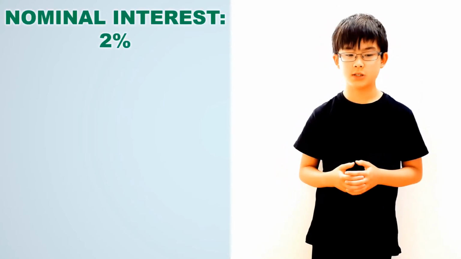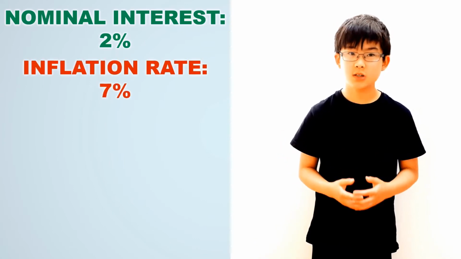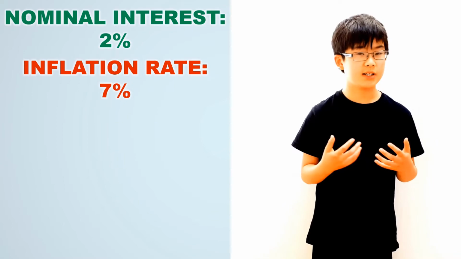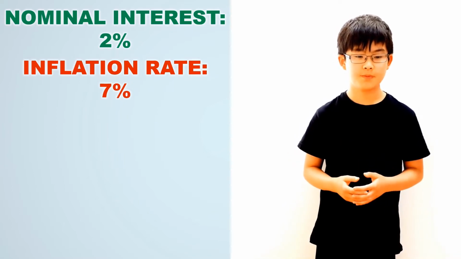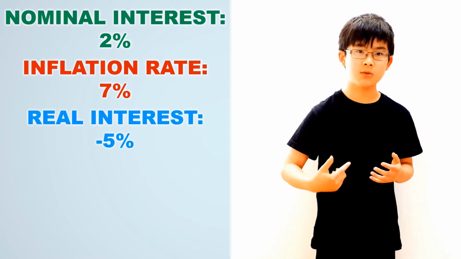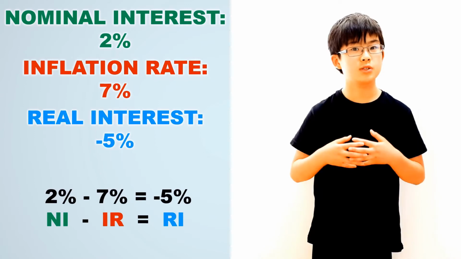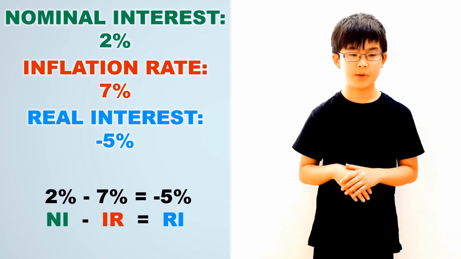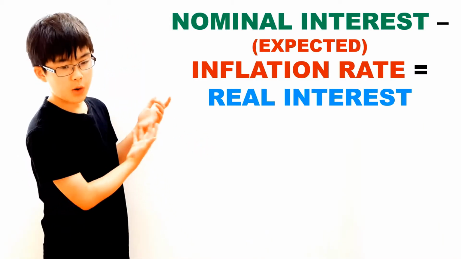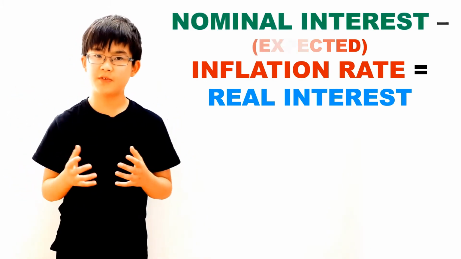As a depositor, say you save some money in the bank with a 2% nominal interest. Now this time, prices inflate by 7%, so your buying power will have gone down by 7% if you had just held the money. Now, you're actually losing money even though you're gaining this 2% nominal interest, because 2% minus 7% equals negative 5%. Hopefully that makes sense. Here's the equation you use to work it out. You may be wondering why I put expected in brackets above the inflation rate.